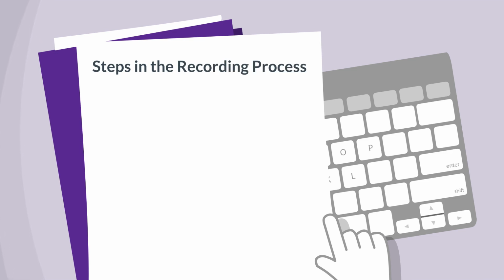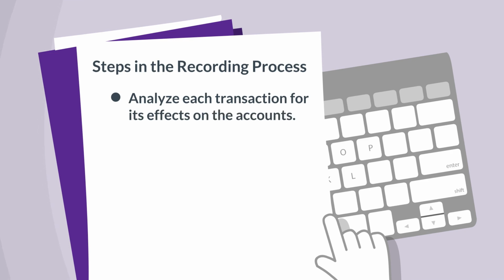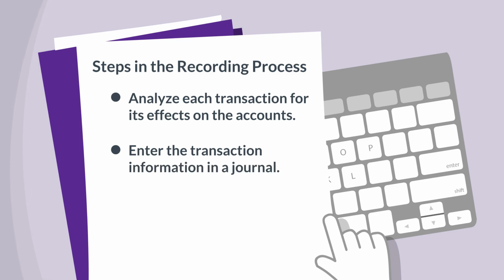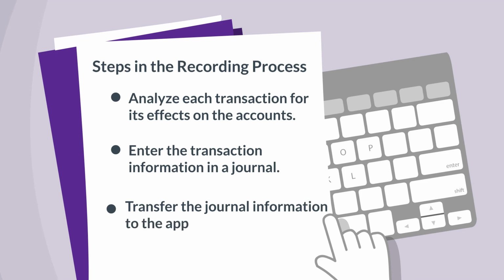Before we talk about adjusting entries, let's briefly review the three basic steps in the recording process. Step 1 is we analyze each transaction for its effects on the accounts. Step 2, we enter the transaction information in a journal. And then finally, step 3, we transfer the journal information to the appropriate accounts in the ledger.